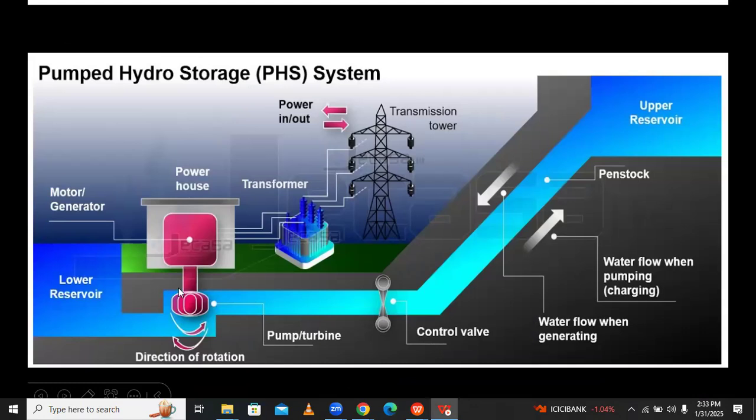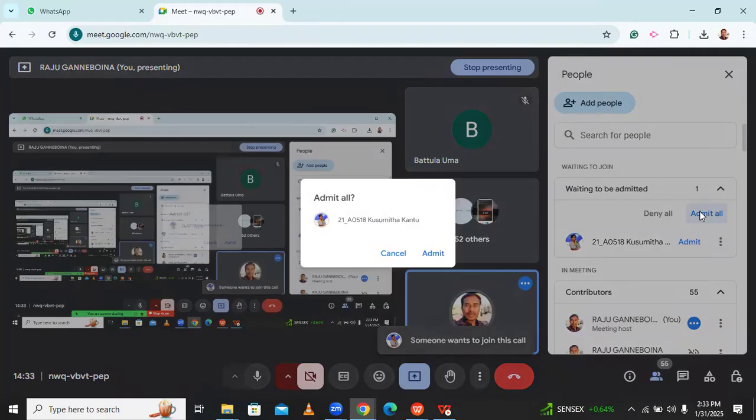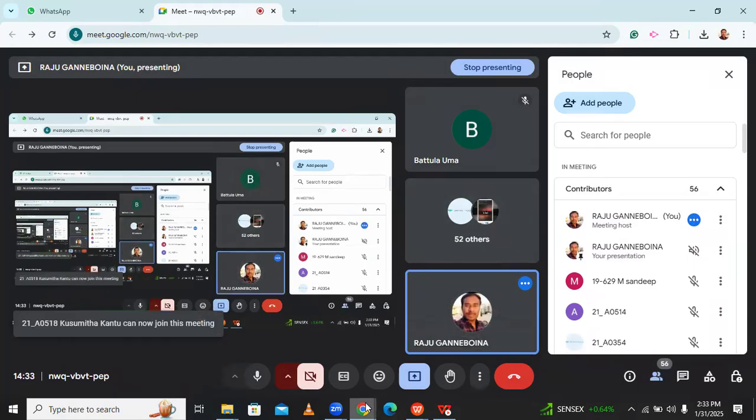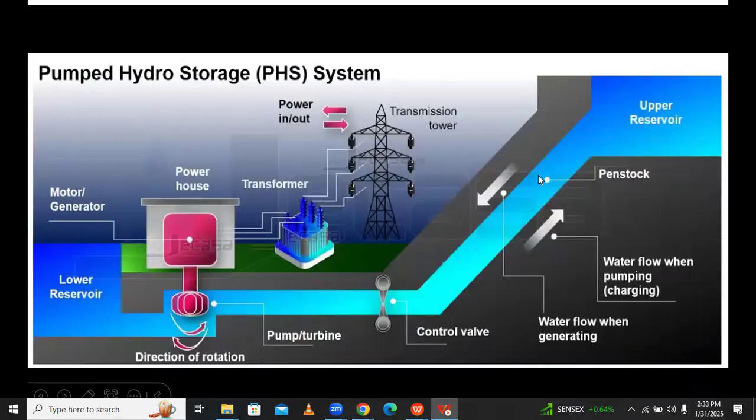This is called the upper reservoir and this is the lower reservoir. In between there is a penstock. The water collected in the upper reservoir passes through the penstock to the turbine, and the turbine rotates. Penstock is nothing but a pipe that carries the water from the upper reservoir to the turbines and the lower reservoir. So this is the diagram of a pumped hydro storage system.